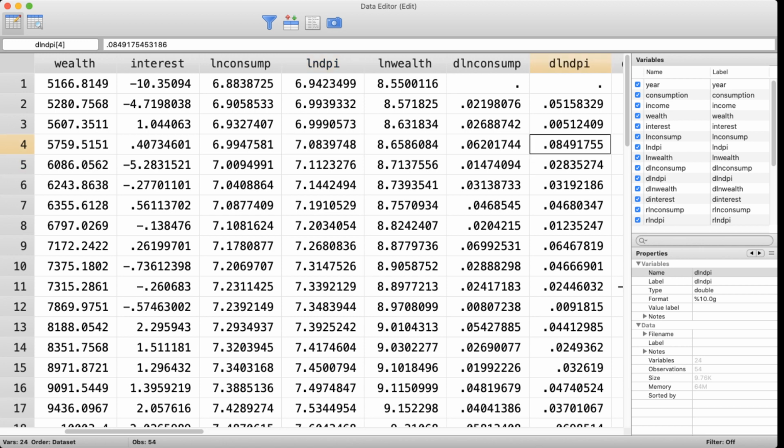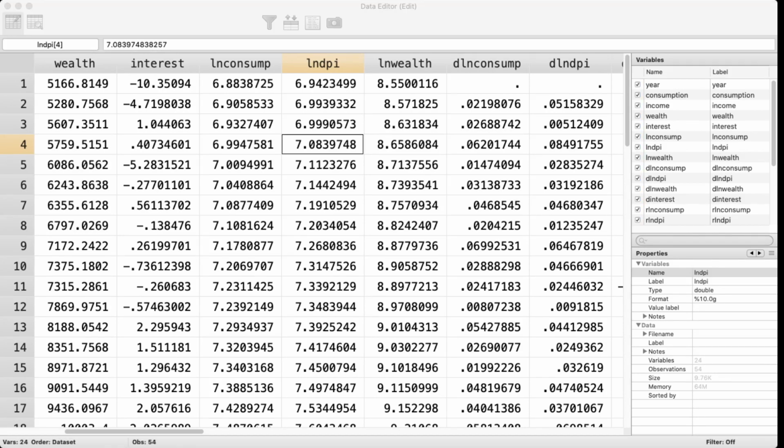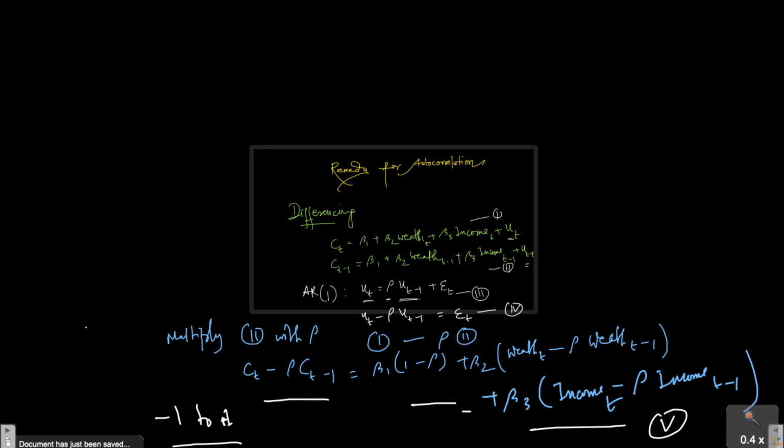0.08, because 7.08 minus 6.99 is going to be 0.08, and so forth. So basically you take the difference between two periods, t and t minus 1th period, exactly the way we have seen in our equation here, right? So here we have taken the tth period and t minus 1th period, and we have multiplied by the value of rho.